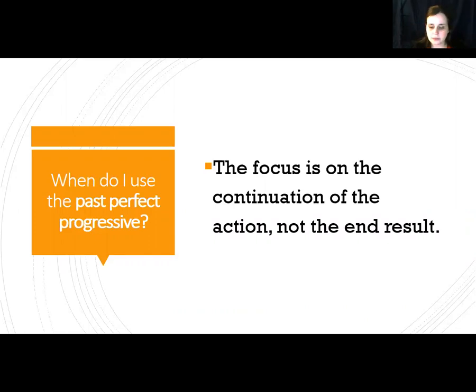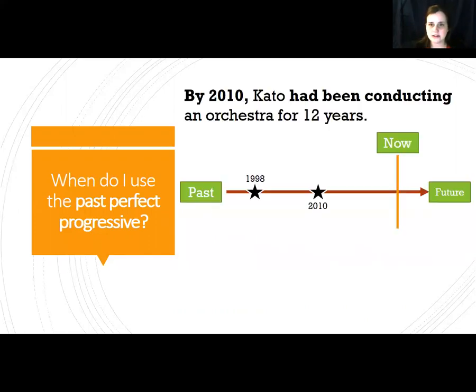All right, so let's go ahead and look at an example. We have this beautiful chart again. There is a slight change though. The years have changed. We've got 2010 and 1998. Here is the sentence that shows how we use the past perfect progressive. It says, by 2010, Cato had been conducting. So we've got the had been, and conduct is the base form of the verb plus ing. By 2010, Cato had been conducting an orchestra for 12 years.